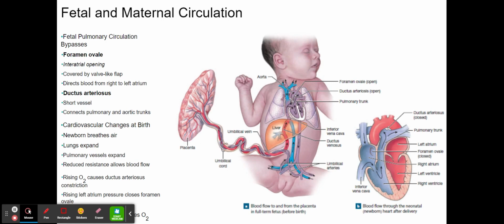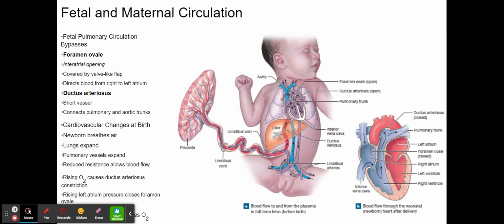The foramen ovale, or interatrial opening, is associated with a long flap that acts as a valve. Blood can flow freely from the right atrium to the left atrium, but any backflow closes the valve and isolates the two chambers from one another. Thus, blood entering the heart at the right atrium can bypass the pulmonary circuit. A second short circuit exists between the pulmonary and aortic trunks. This connection, the ductus arteriosus, consists of a short muscular vessel.